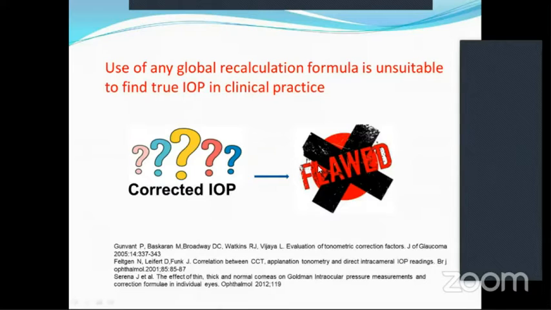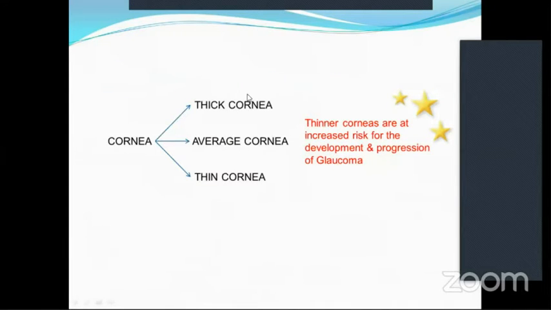Clinicians should consider CCT in their thinking process by broadly dividing the cornea as thick cornea, thin cornea, and average cornea. And accordingly, they should take the decision. For example, if a patient has ocular hypertension and thinner cornea, then that patient has more risk of developing POAG than a patient who has average cornea. Similarly, a patient who has glaucoma and is having thinner cornea has more chances of progression than a patient who is having average cornea.